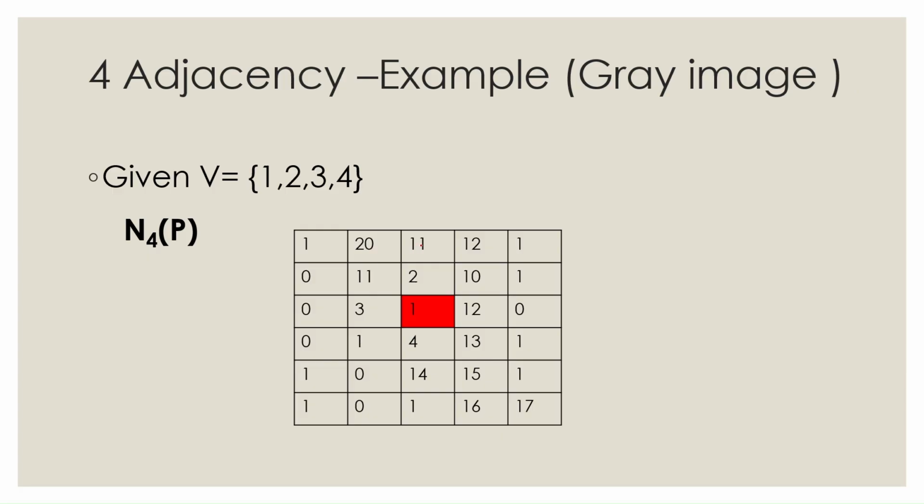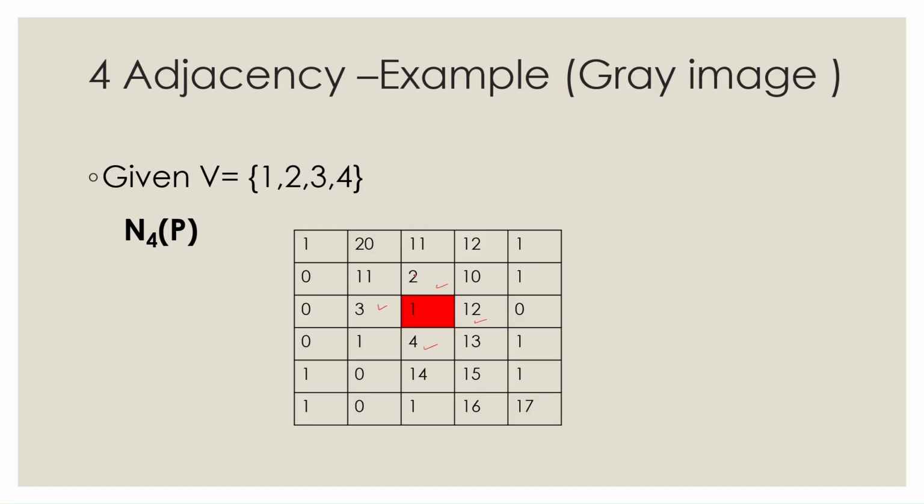Now let us take the same 4 adjacency. In this case we have taken a grayscale image. So the grayscale image contains various intensity values, not only ones and zeros, it contains different gray level values. Now let us take the set V equal to 1, 2, 3 and 4. So these are the intensity values which we are going to consider. Now we are taking 4 adjacency. So first we need to find out the 4 neighbors of this pixel. Then we have to check whether these 4 neighbors belong to this set.